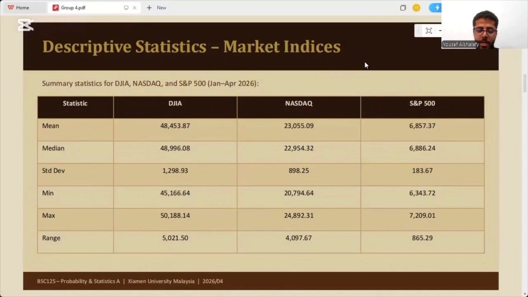And Nasdaq's was 898. And if we see S&P 500's, we will see that there was 184. So DJIA moved over 5,000 points in the range, and Nasdaq moved over 400, and S&P 500 moved about 865.